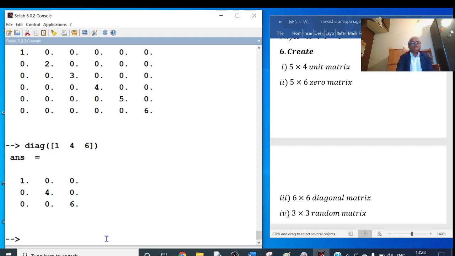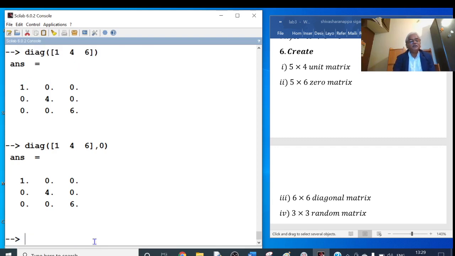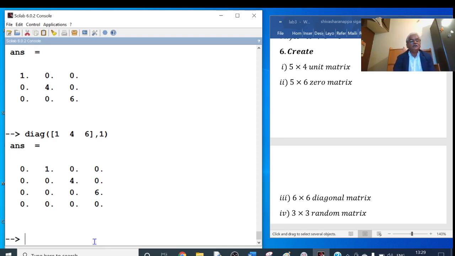What happened when I gave 6 elements? To this I will do one more thing. If I put a comma here and type 0, I am getting the same matrix. Let me try by typing 1. What happens? Now I am getting a different matrix, a 4 by 4 matrix.